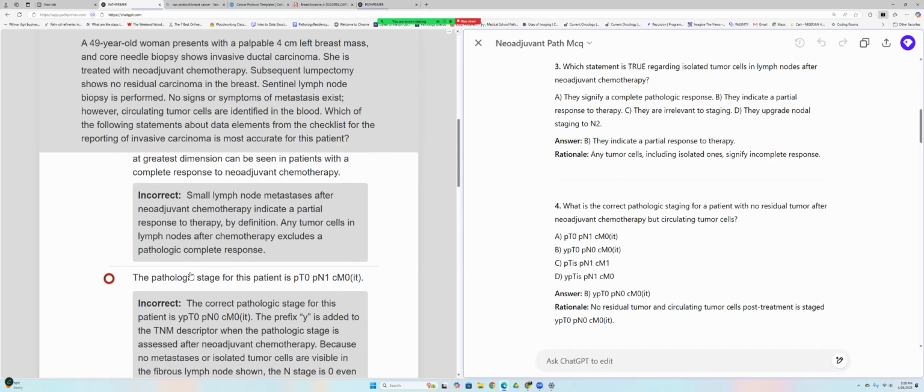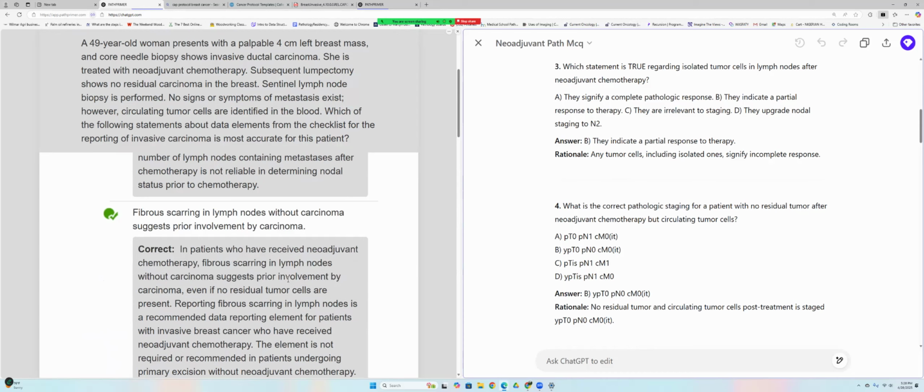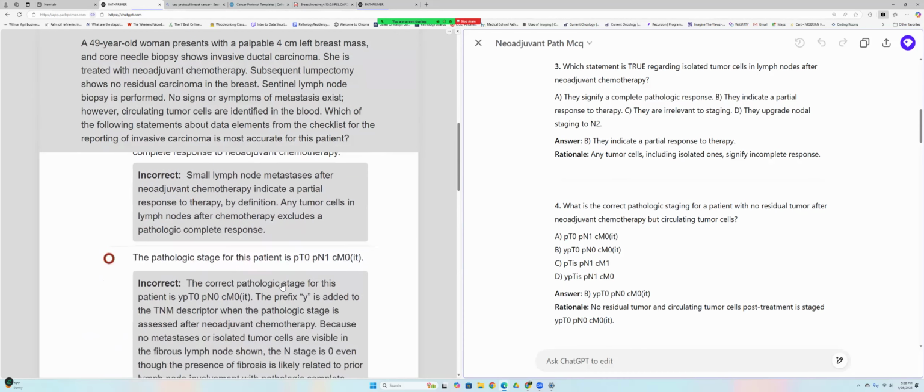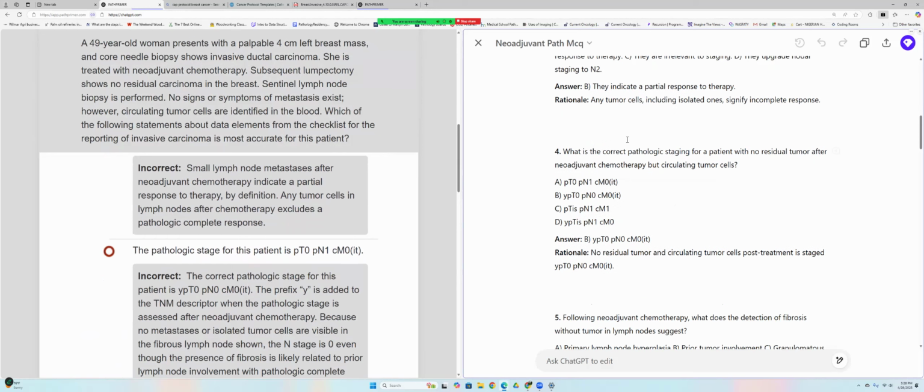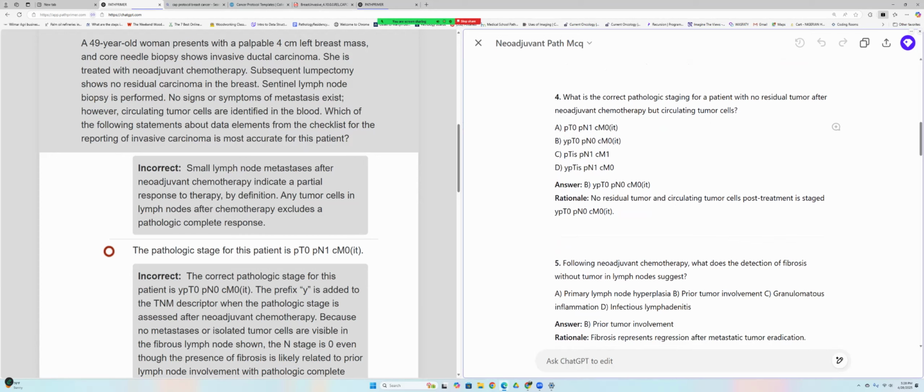You're right. The correct name was ypT0, pN0, cM0(i+). Yes, isolated tumor cells. Question 4. What is the correct pathologic staging for a patient with no residual tumor after neoadjuvant chemotherapy but circulating tumor cells? ypT0, pN0, cM0(i+). No residual tumor and circulating tumor cells post-treatment is staged ypT0, pN0, cM0(i+).